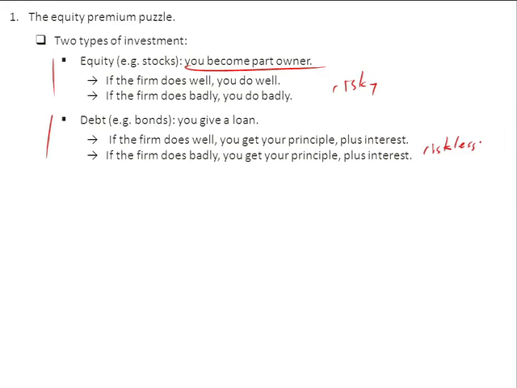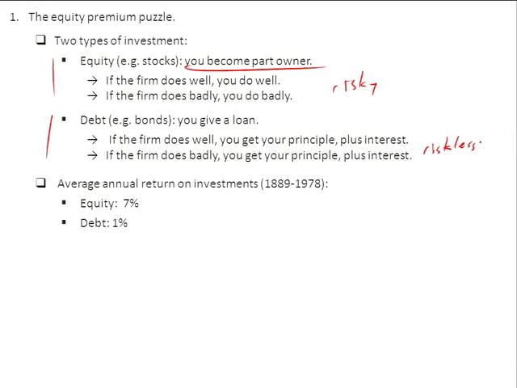Average annual return on investments from 1889 through 1978. It does not matter if you continue this to the present. It doesn't even matter if you begin the series right before the massive meltdown in 1929. Average annual return on investments over the years has been 7% on equity and 1% on debt. Which means that there is a premium on equity of 6 percentage points, roughly speaking.